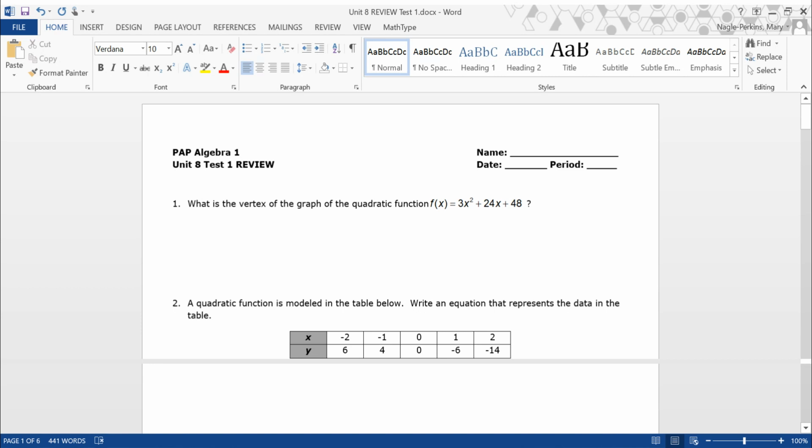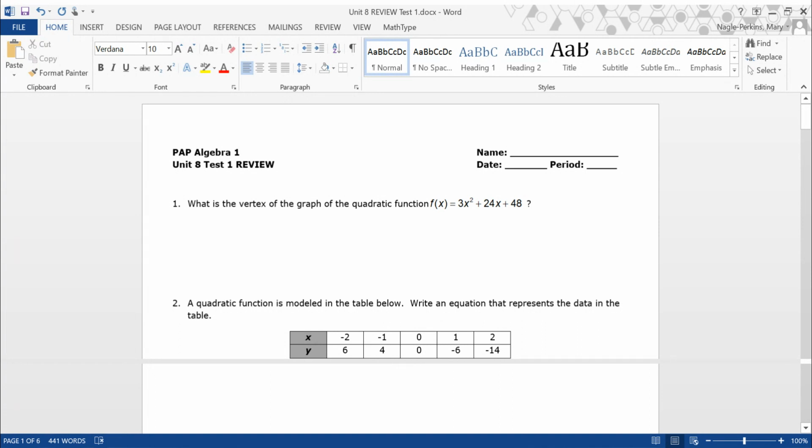Oh, no, I'm putting in the wrong ones. 6, 4, 0, negative 6, and negative 14. Okay, so now that I've done that, I'm going to go to Stat, Calc. We're doing quadratic regression, which is number 5. Enter. I got L1 and L2.